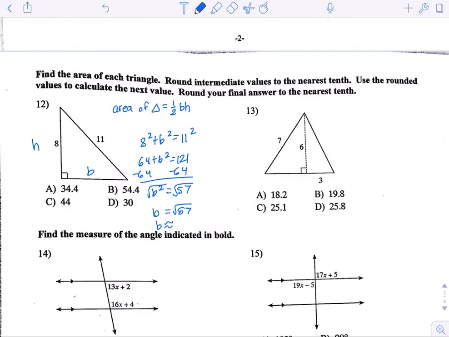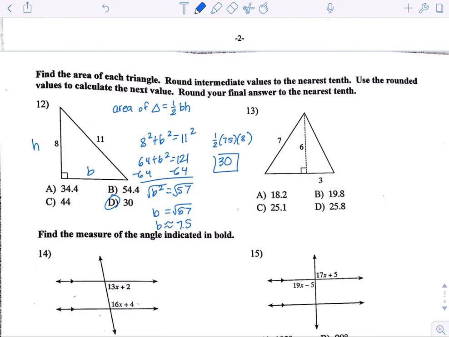Square root of 57 is about 7.5. So, you guys know your base value now. So now, let's just find the area. So the area is 1/2 base, which was 7.5, we just found that, times the height. Put that all into your calculator, and you guys should have found that your answer was going to be very close to 30, which is D.